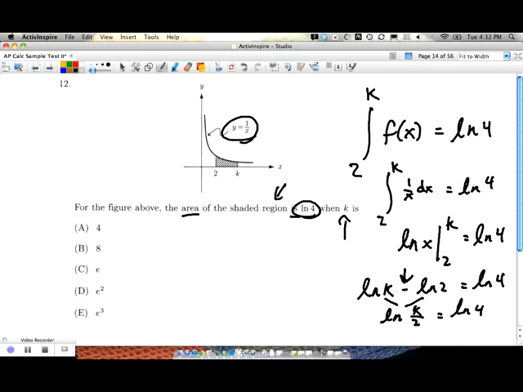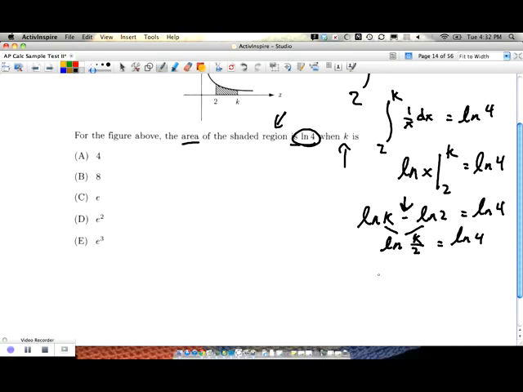Let's scroll down a little bit here, give ourselves some more space. If I raise both sides with the base e, that's going to give me k over 2 equals 4, or just k equals 8. It's that simple. The answer is B. This is one of those easy, quick problems. If you recognized that they gave you the area, and all you had to do is work backwards and find k. Pretty straightforward.